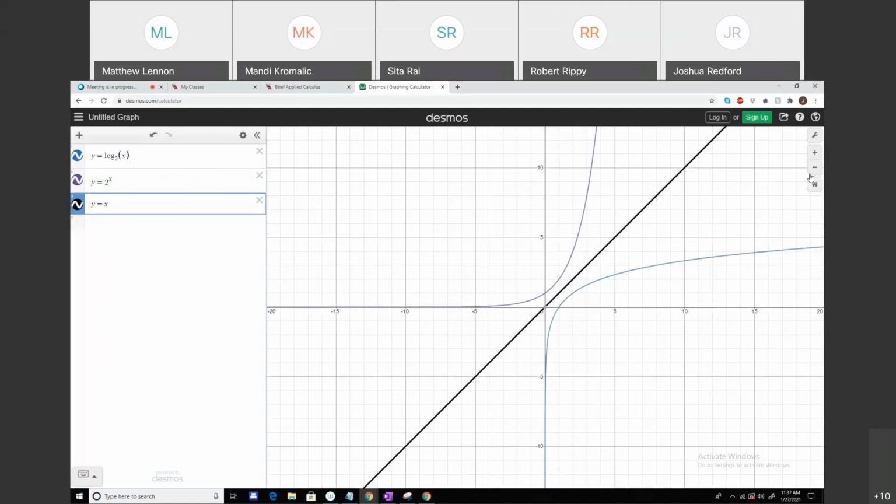So if you would plug 2 to any power in where x is in log base 2 of x, you would just get the exponent back. So if you compose the functions with each other, they just fall back on the line y equals x. And it would be the same with, let's do it maybe for 1/2 x.